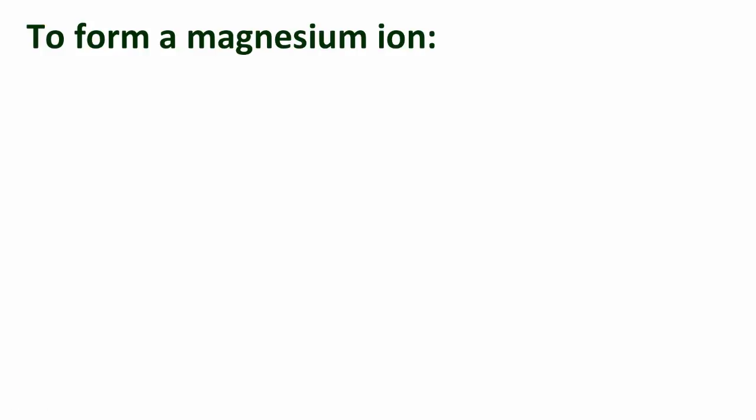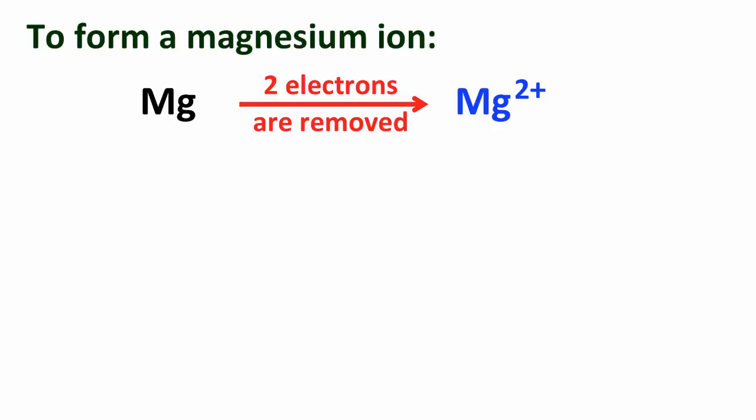Now, to form a magnesium ion, normally what we'd say is magnesium is going to tend to form the Mg+2 ion by having 2 electrons removed from it. Magnesium has the condensed electron configuration of a neon core and then 3s2, so 2 valence electrons in the 3s subshell. If those are removed, magnesium's left with a neon noble gas core of electrons, and that's a pretty stable arrangement.